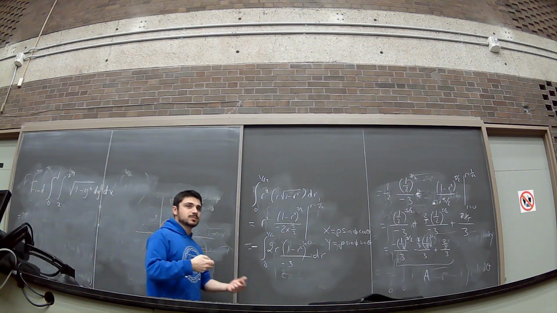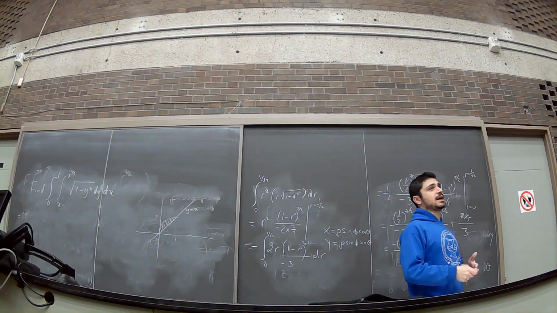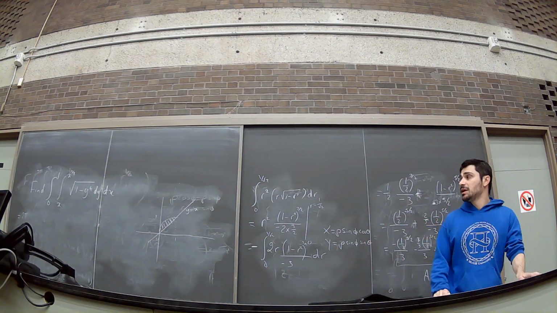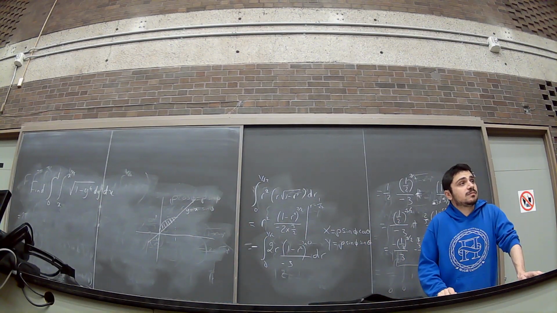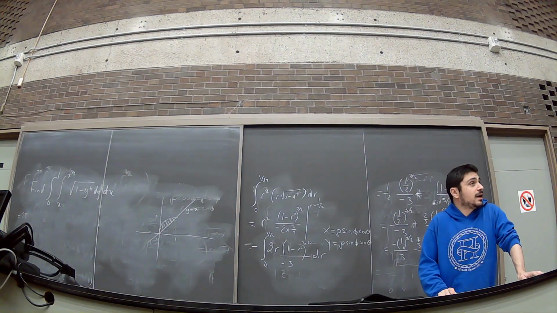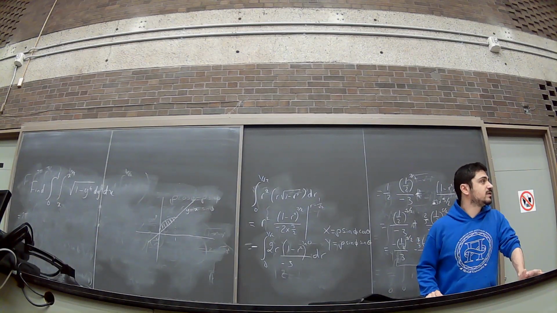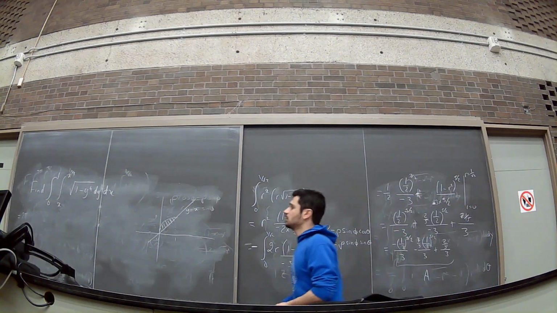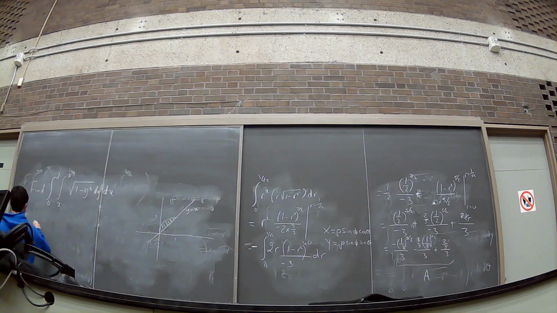Here I have y expressed between two functions of x and x between two constants. What do I need here? I need to express x between two functions of y and y between two constants. What are my two constants for y? Obviously 0 and 1. Very good. Y varies from 0 to 1.